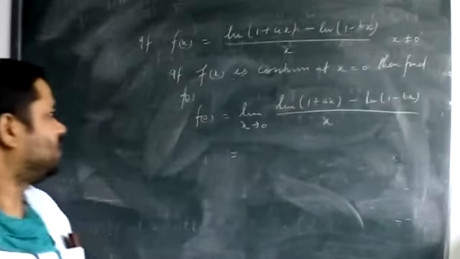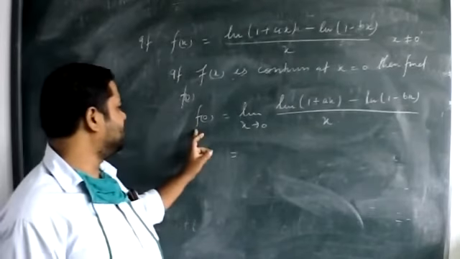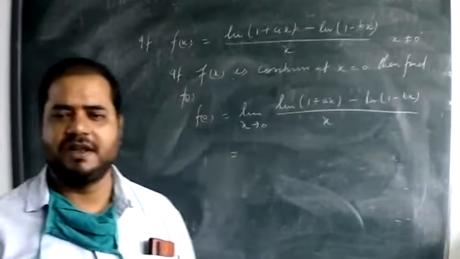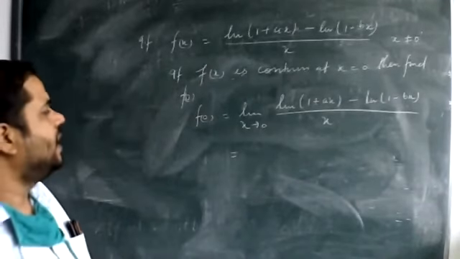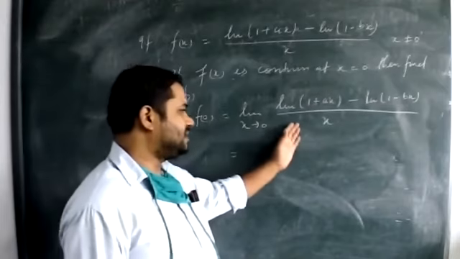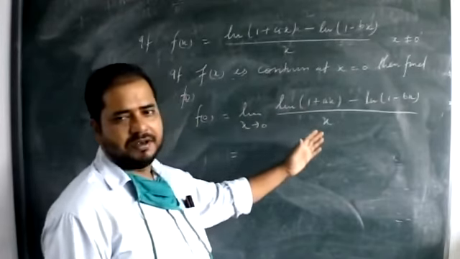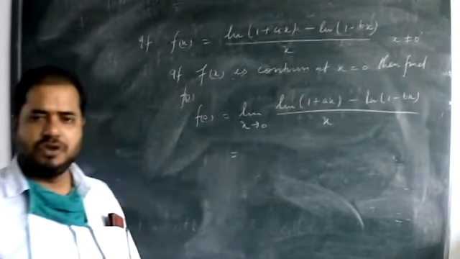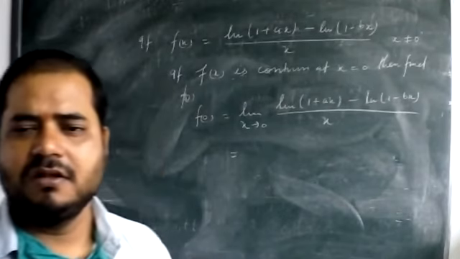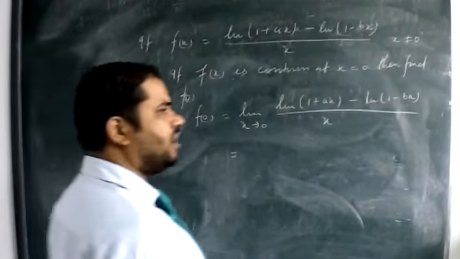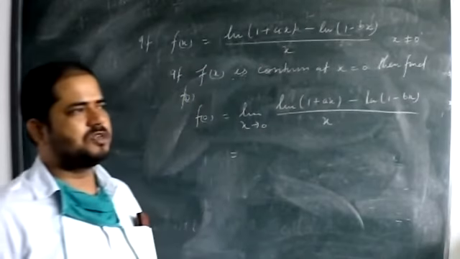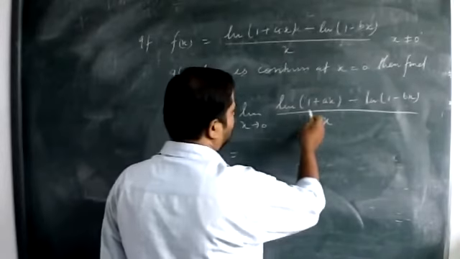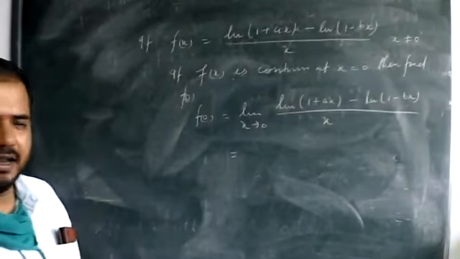If you know very well, f(0) is what? f(0) is the limit as x tends to 0 of (ln(1 plus ax) minus ln(1 minus bx)) upon x. And f(0) is nothing but this. But how to find the limit? Because if you put x equal to 0 here, this is of the form 0 by 0. Okay, so we use the L'Hospital rule. What is the L'Hospital rule? Differentiate numerator and denominator separately.